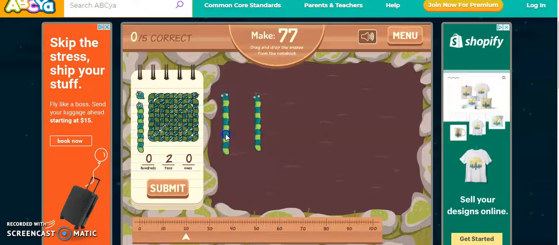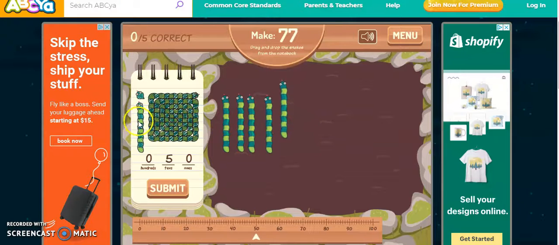I've already started here. I have 10, 20, and so how many 10s do I need? That's right, we're going to look at this first number right here, and so we need 7 10s. 10, 20, 30, 40, 50, 60, and 70. Okay, now we have that done.